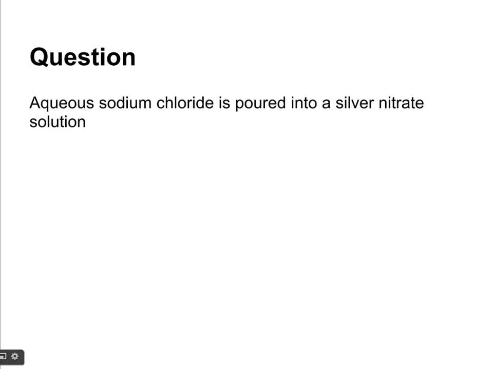Your question for this section: aqueous sodium chloride is poured into a silver nitrate solution. Again, do your best to type the whole balanced net ionic equation into the answer box.